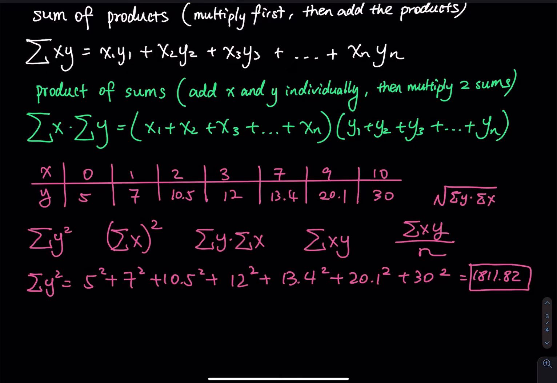The next one is the sum of X squared. All right, let's use a different color to do that. So this is the square of sums, right?